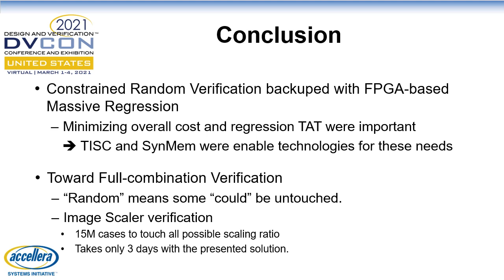Now, DV engineers can take advantage of FPGA-based regression tests without expanding their expertise into this area. With this new capability, some DV engineers are changing their verification concept from constraint random testing to full combinational testing, which is the most promising way for complete verification. One example is verification of an image scaler, in which all possible scaling ratios were fully touched.